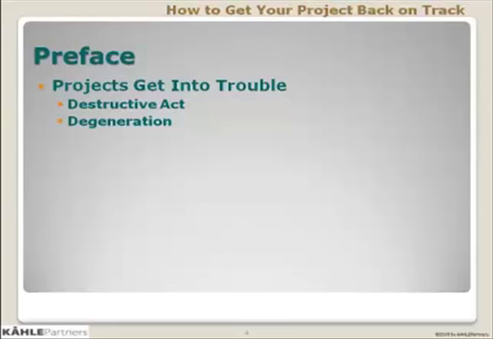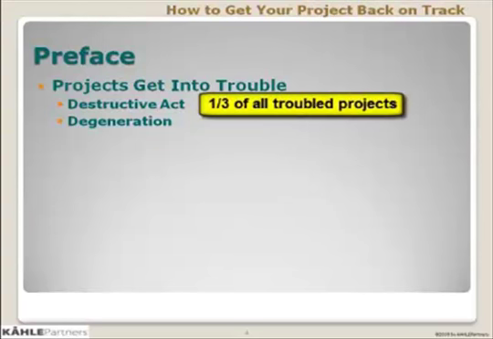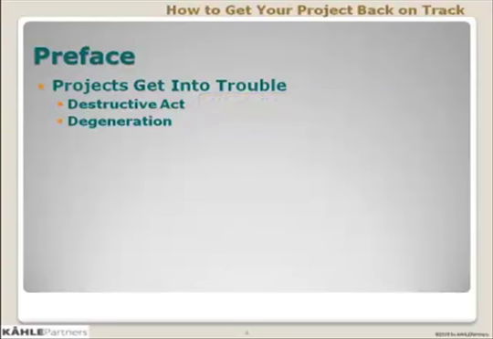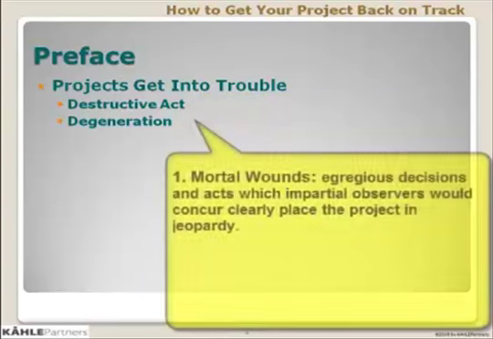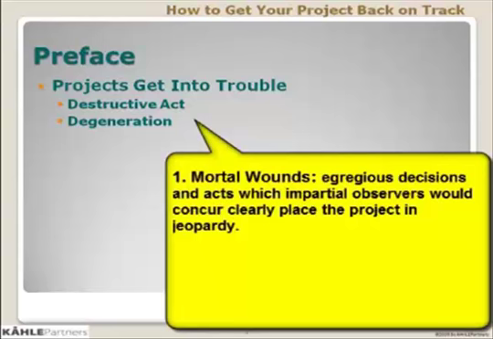As we said with destructive acts, these account for about 1/3 of all the cases of projects getting into trouble. And there are 2 flavors of destructive acts. And the first is what we call mortal wounds. And these are actions that are so egregious that it's obvious to everyone they place the project in trouble, in jeopardy. And some examples of those would be when a project's canceled.